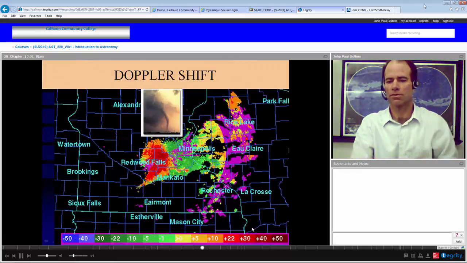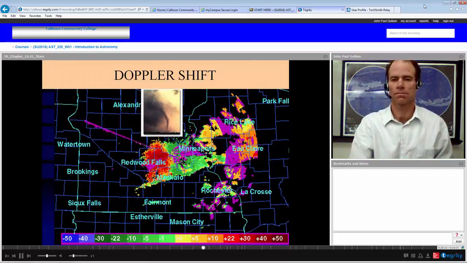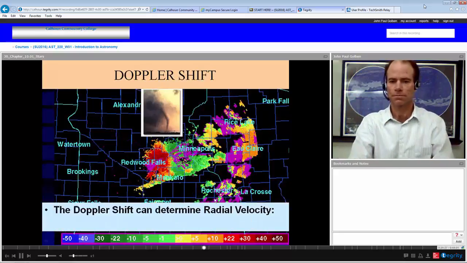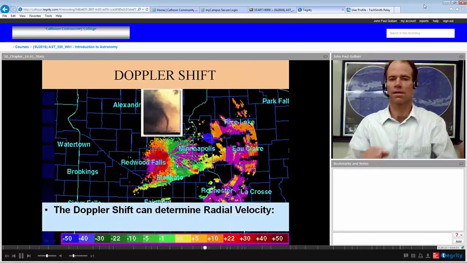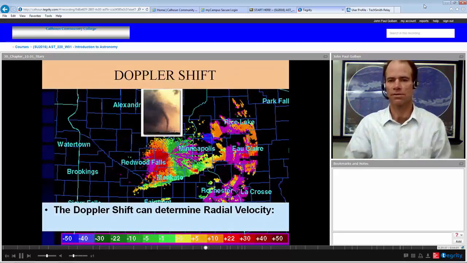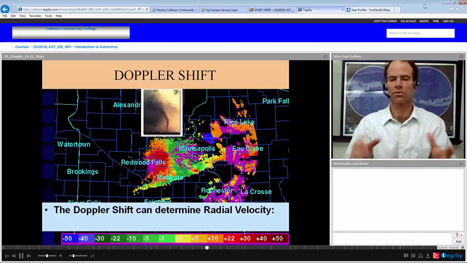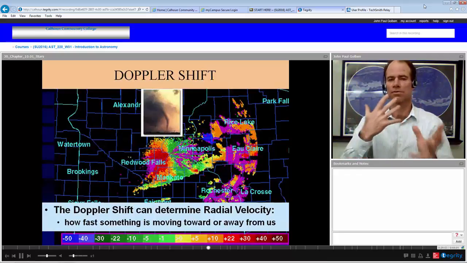Doppler shift, something we talked about earlier in this semester. Doppler shift can tell you whether something's moving away from you or toward you. Like this tornado here, we know that one side of this tornado is moving away from us. Normally tornadoes go counterclockwise, 99% of them do. So you can see this green effect of that part of the tornado moving away from you, and the red is that part of the tornado moving towards you, so we know this thing is rotating. So the Doppler shift can determine radial velocity. It can tell you how fast something is moving towards you or away from you.